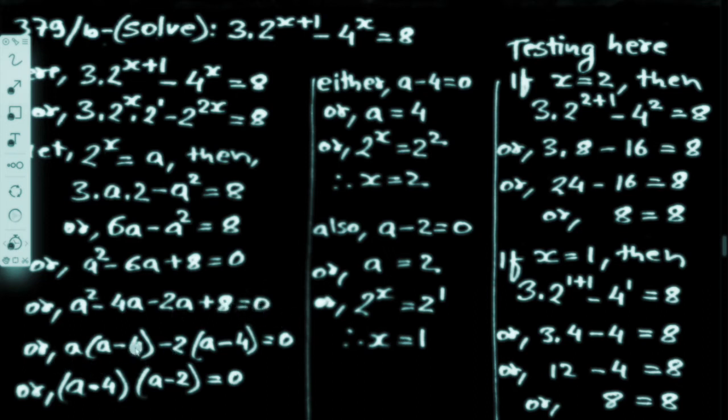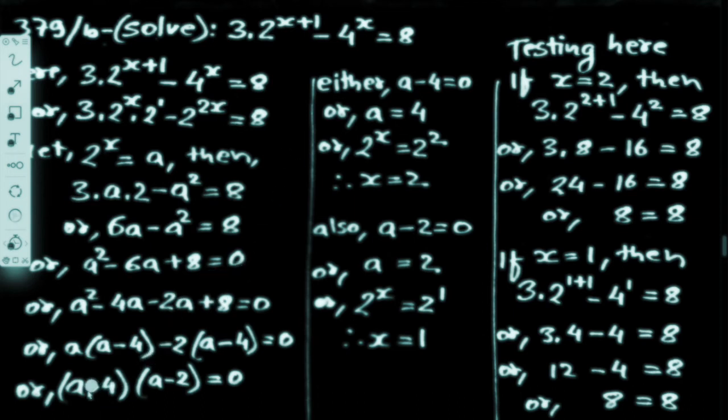Or a(a minus 4) minus 2(a minus 4) equals 0. Here a minus 4 is common, so taking a minus 4 ahead, the other factor is a minus 2, equal to 0. From this expression we get two factors: a minus 4 is our first factor and a minus 2 is our second factor. From these factors we can easily get the value of a as well as x.